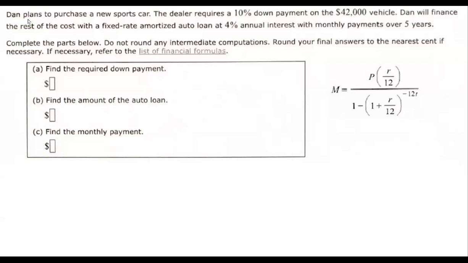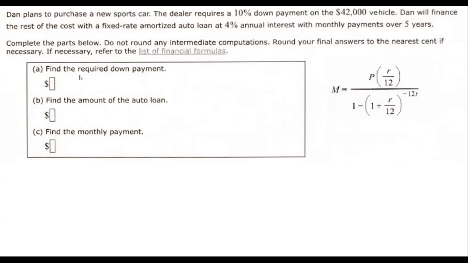All right, so it says here, Dan plans to purchase a new sports car. The dealer requires 10% down payment on the $42,000 vehicle. Dan will finance the rest of the cost with a fixed rate amortized loan, auto loan at 4% annual interest with monthly payments over 5 years. Okay, again, do not run any intermediate computations. Your final answer to the nearest cent if necessary.